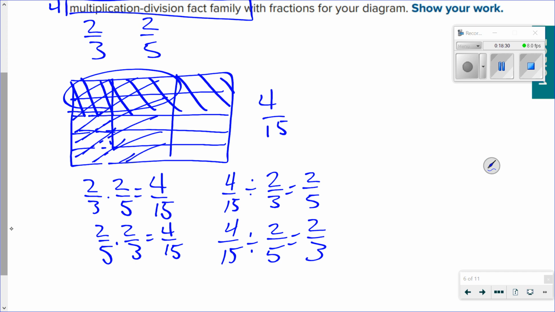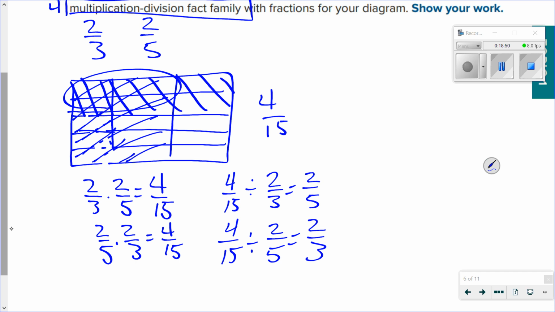Is everybody okay with these? Why not? What's confusing? Hold on. That whole thing? Because do you agree that this whole box would be 1?